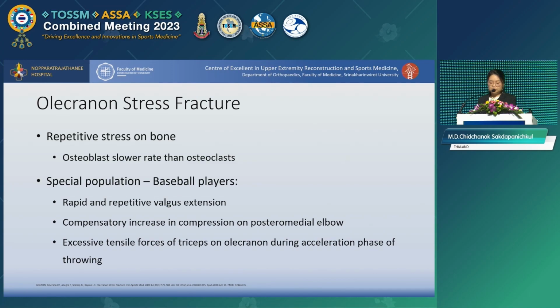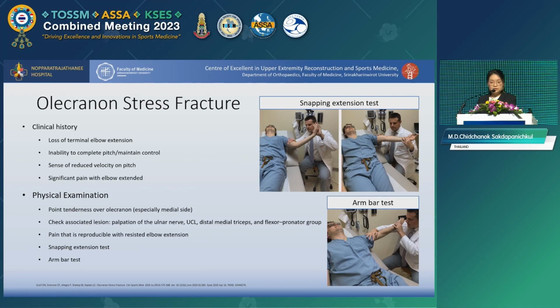Olecranon stress fracture usually happens after repetitive stress on bone causing an abnormal remodeling process. It usually happens in baseball players. Excessive tensile forces of the triceps on the olecranon occur during the acceleration phase of throwing. Patients would develop loss of terminal elbow extension. Baseball players usually show worse pitching performance. There will be tenderness over the olecranon and pain during resisted elbow extension.